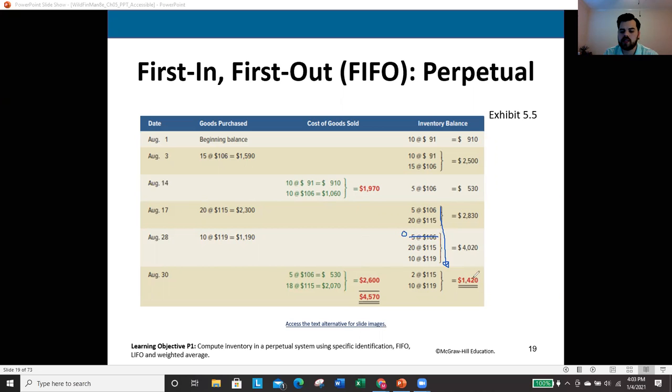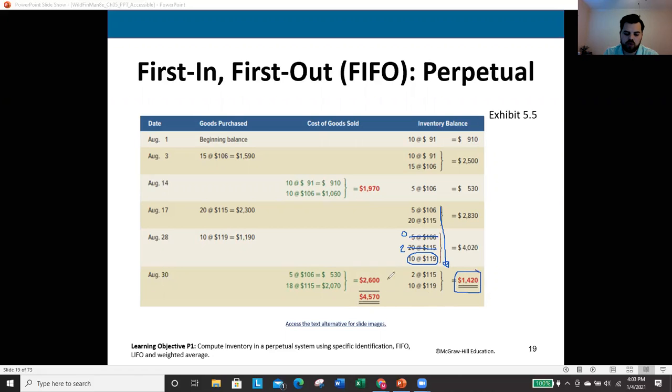I simply knock out all 5 of those, reducing this to 0. Right? We've got no units left there. Now, if we sold a total of 23 units, that means I need 18 more. So if I need 18 more units, that means my 20 goes down by 18. I now have 2 units at 115, and I still, of course, have my full 10 units at 119. So 2 at 115 is 230, plus 1,190 is 1,420.